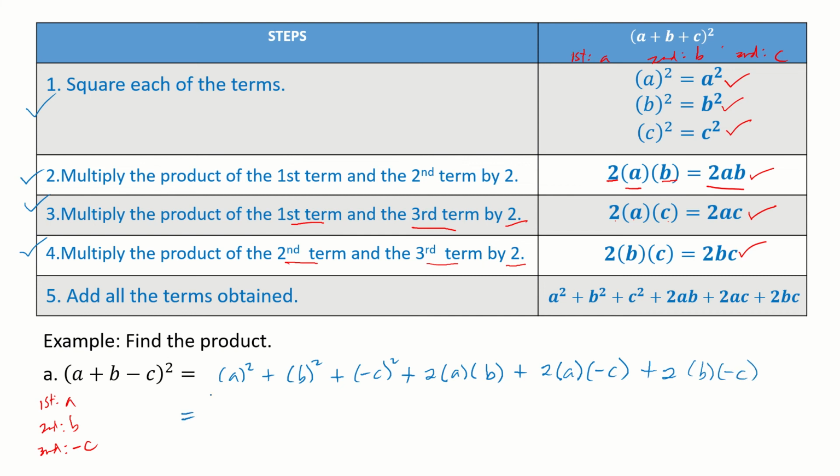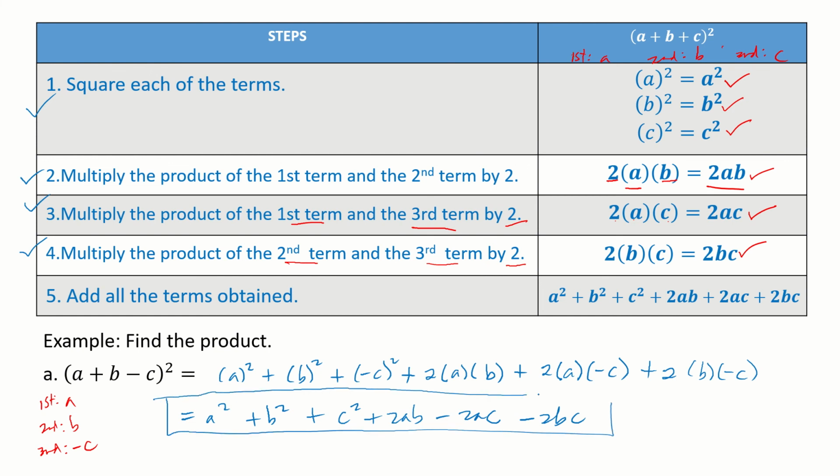Then we simplify. This is A squared plus B squared. The square of negative C is just C squared. 2 times a times b is 2ab. 2 times a times negative c is negative 2ac. Then 2 times b times negative c is negative 2bc. And this is our final answer.